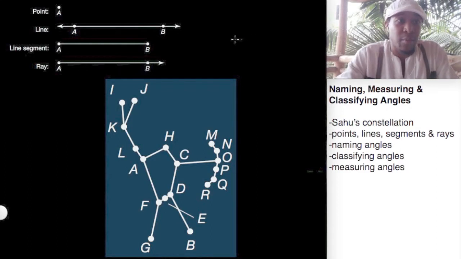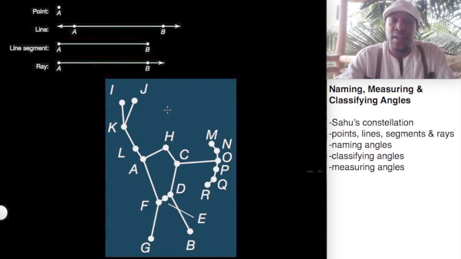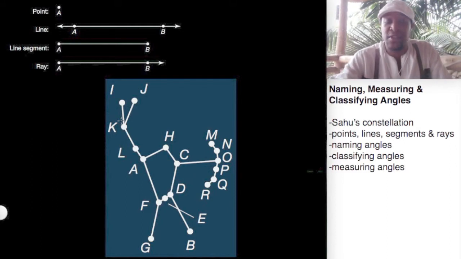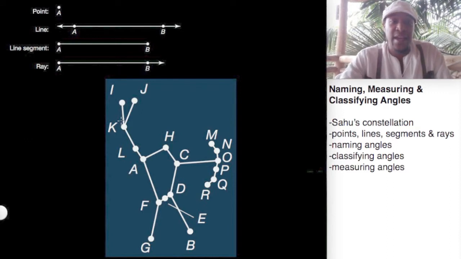So we've talked before about points, lines, segments, and rays, and we can think about constellations as simply a collection of points and segments. If we think of the stars as being points, we can think of the imaginary lines that we use to connect the stars as segments. And so this is the constellation of Sahu that we were just looking at in the previous image. And what we've done here is we have labeled the stars, which are now points, in order to express the various angles that we perceive between the various stars in the constellation. So we can take that cosmology and we can analyze it from a geometric perspective. So the first thing that we can look at are the various angles.